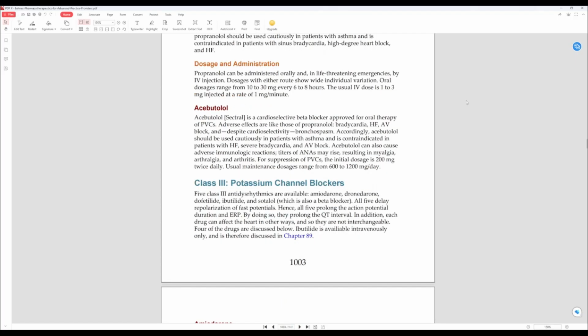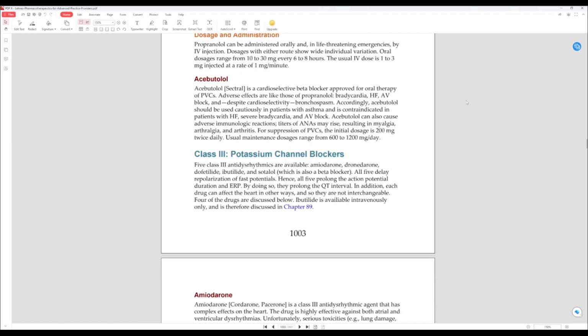So, our dosage and administration. Propranolol is administered orally and, in life-threatening emergencies, via IV injection. Dosage by either route shows wide individual variation. Oral dosage ranges from 10 to 30 milligrams every 6 to 8 hours. The usual IV dose is 1 to 3 milligrams injected at a rate of 1 milligram per minute.